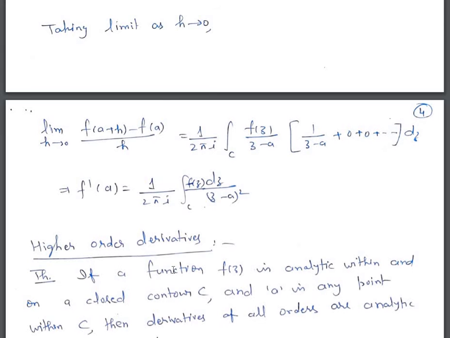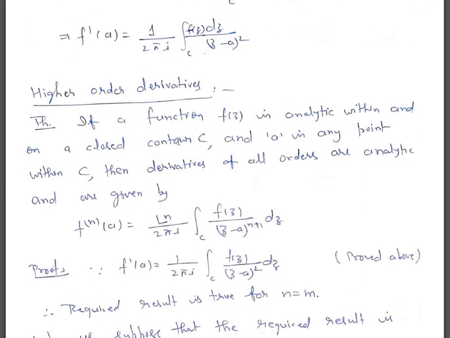Okay, now let's find out the general formula for higher order derivatives. If a function f(z) is analytic within and on a closed contour C and a is any point within C, then derivatives of all orders are analytic and are given by f^(n)(a), meaning the nth derivative of f(z) at the point a, is equal to factorial n upon 2 pi i integral over C f(z) upon z minus a to the power n plus 1 dz. So this is the formula for the nth derivative of a function at a given point.